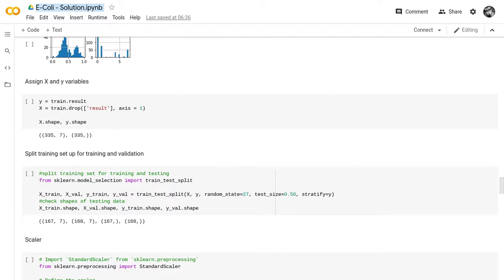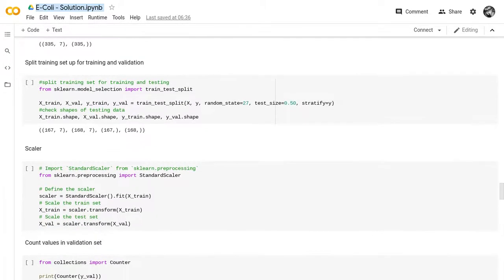Now what we do is we assign our x and y values. So y is train.result and x is train.drop result, axis equals 1, and we want to see the shape of the x and y values. The next thing we do is we split the training set up for training and validation. So we use train test split for that. So X_train, X_val, y_train, y_val equals train_test_split, X, y, random_state equals 27, test_size equals 50, stratify equals y.